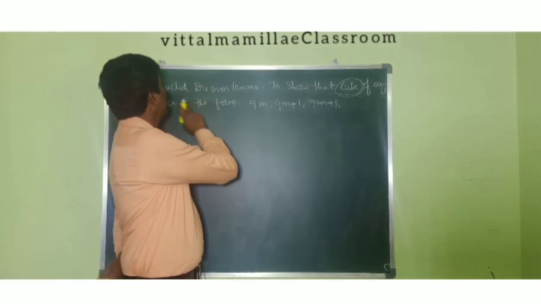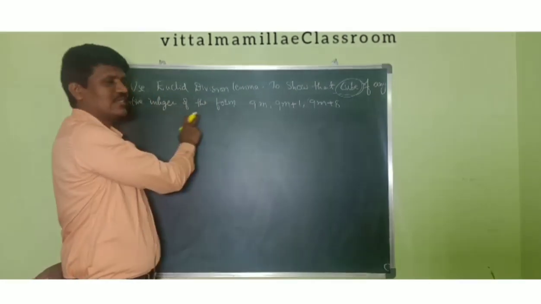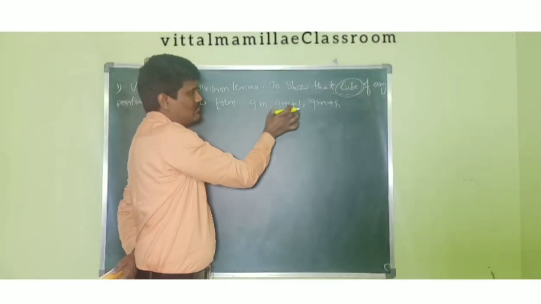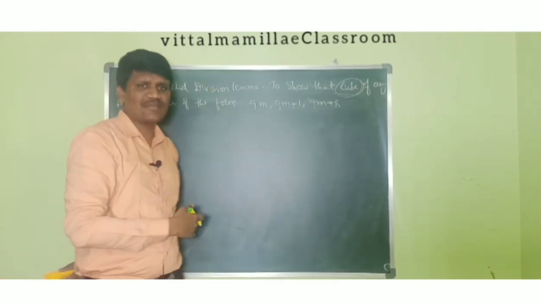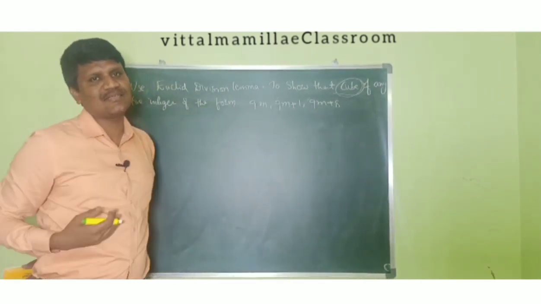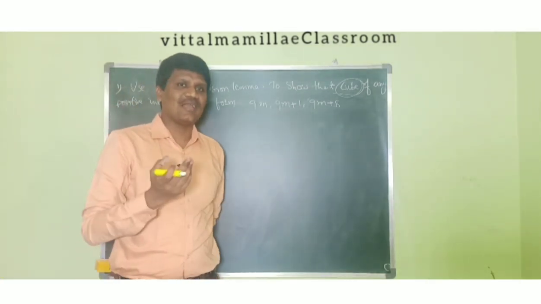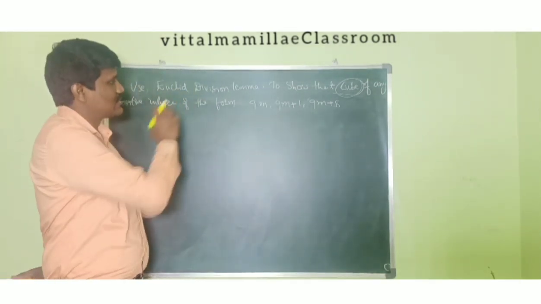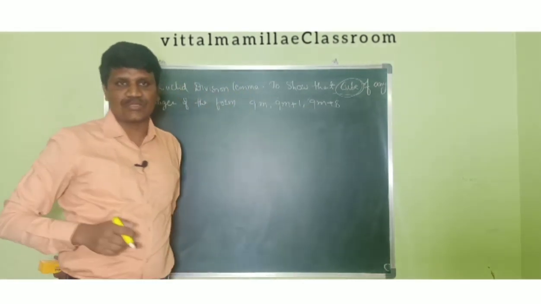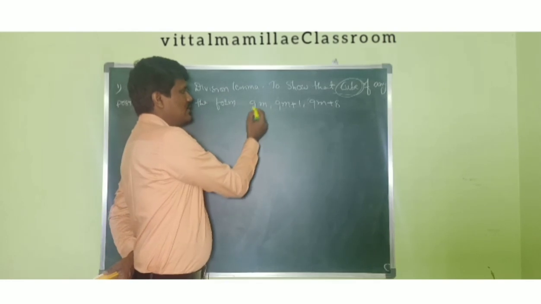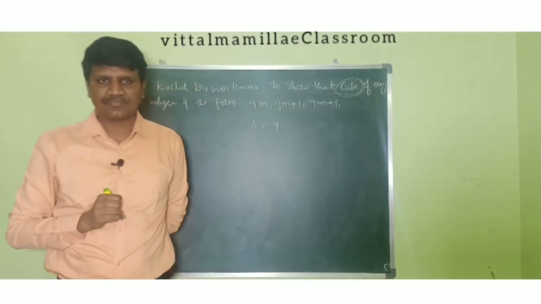So in this, what is the question? Use Euclid division lemma to show that cube of any positive integer is of the form 9m, 9m plus 1, 9m plus 8. There are 4 problems given, right? You solve these 4 problems. If you have any doubt, just post it in the comment column and I will reply to that. Now let us solve this. In this 9m, 9m plus 1, 9m plus 8, we should show that. So what did we say? In this case, the b value should be taken as 9.